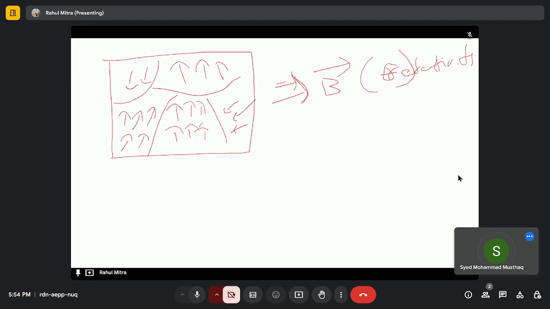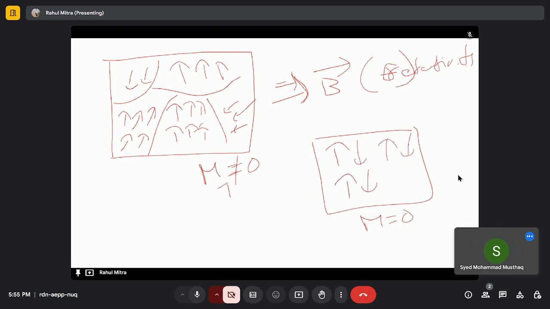Now for antiferromagnetism, there are equal spins but with opposite direction. So here the total magnetization, or the total magnetic moment, is zero, right? And this antiferromagnet shows no response to a magnetic field, and this is for antiferromagnetism.